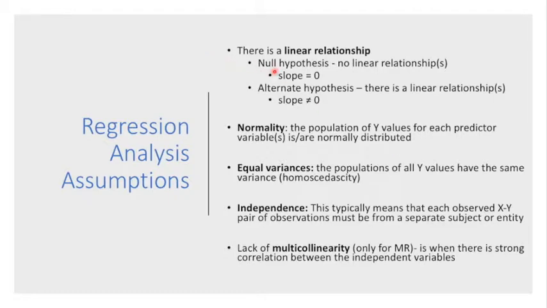So there are some key assumptions you need to know about. Is there a linear relationship? If there's not one, why do it? Normality: is the population of Y values for each predictor normally distributed? Do they have equal variances, that homoscedasticity that we talked about earlier? Are they independent? The observations of those XY pairs, are they separate and independent? Is there a lack of correlation, or multicollinearity, between independent variables? If many of your independent variables are highly correlated, you need to go back. You're going to have some problems with your model. You'll need to remove one or more or make some adjustments.